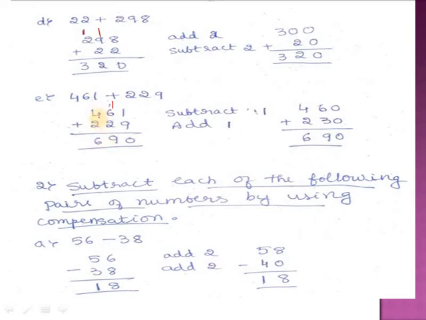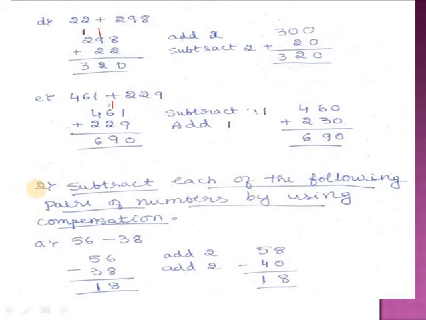Now see, we have to make the end number 0. So 461 minus 1. If we do minus 1, it will become 460. 229 plus 1, it will become 230. 0 plus 0 is 0. 6 plus 3 is 9. 4 plus 2 is 6. So this is the answer. The answer is the same.